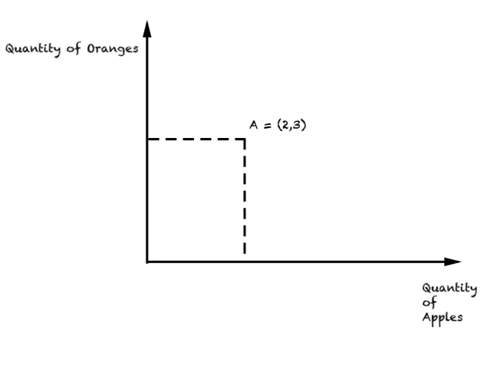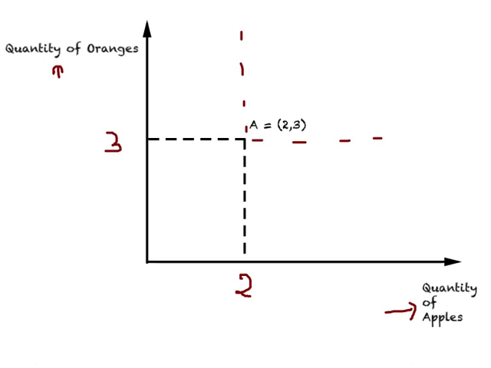Now consider this diagram where you have quantity of apples on the horizontal axis, quantity of oranges on the vertical axis, and let us plot this point A, which is 2, 3. That means we have 2 apples and 3 oranges. Now let us divide this diagram into different quadrants.